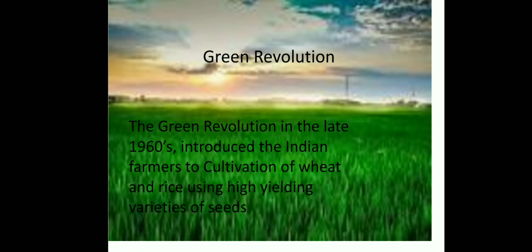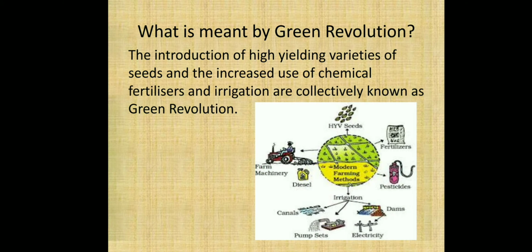The Green Revolution in the late 1960s introduced the Indian farmers to cultivation of wheat and rice using high yielding varieties of seeds. Okay, what is meant by Green Revolution? The introduction of high yielding varieties of seeds and the increased use of chemical fertilizers and irrigation are collectively known as Green Revolution.